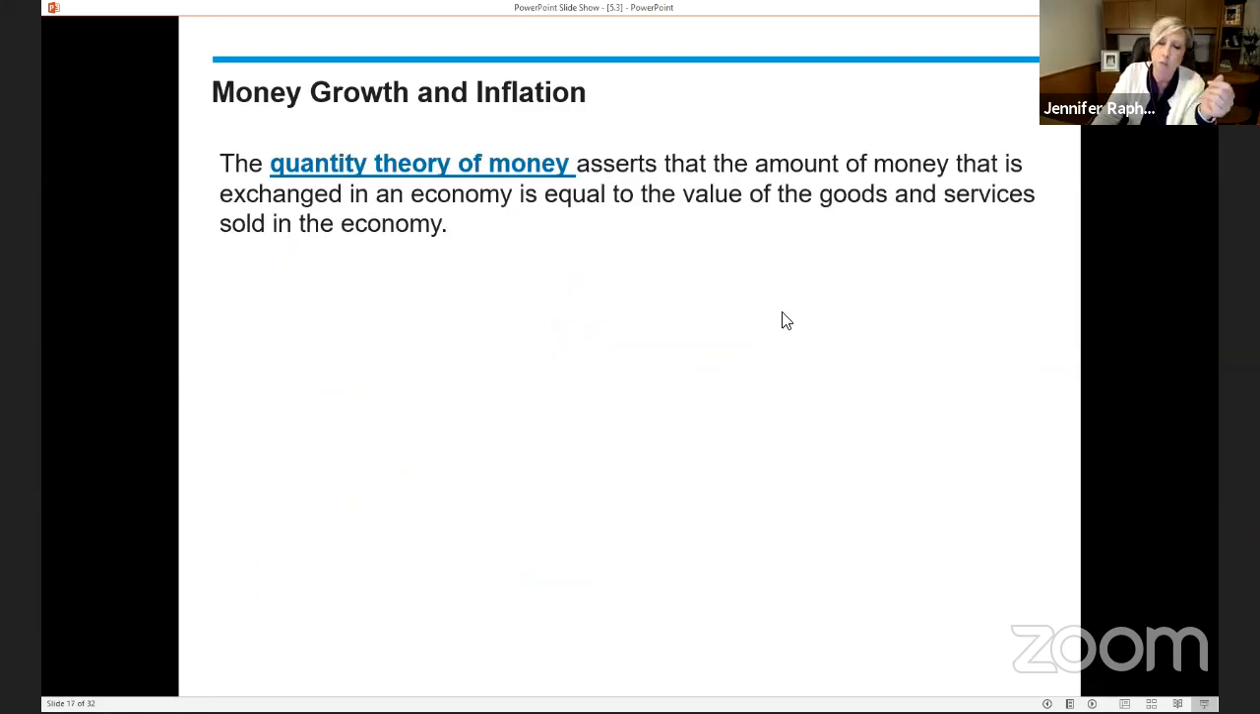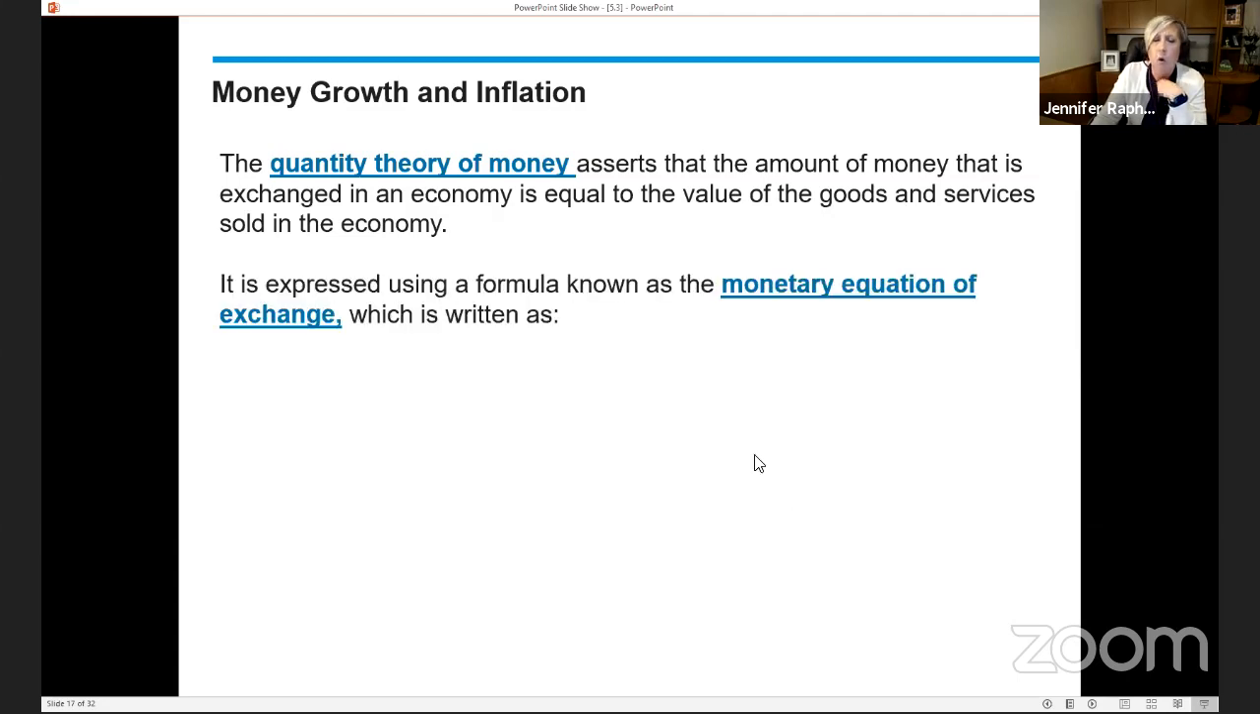Okay, now we can express it another way too. And so now we're coming to the quantity theory of money, which asserts that the amount of money that is exchanged in an economy is equal to the value of the goods and services that are sold in the economy. Okay, so it's expressed using a formula that we call the monetary equation of exchange, which is written as follows: MV equals PQ. So you'll see this a lot, you'll hear this a lot. MV equals PQ. This equation captures this concept. In some textbooks, it's written as MV equals PY.